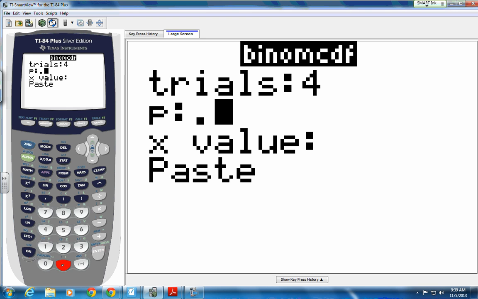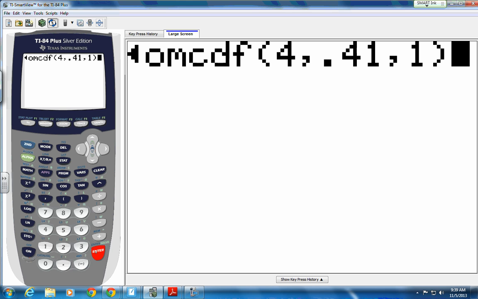P-value 0.41. The X value that we are concerned with is up to 1. And again, this is just going to paste it so it looks just like yours. So it should look something like that when you get done. Notice again, you can see that it is the CDF, right?